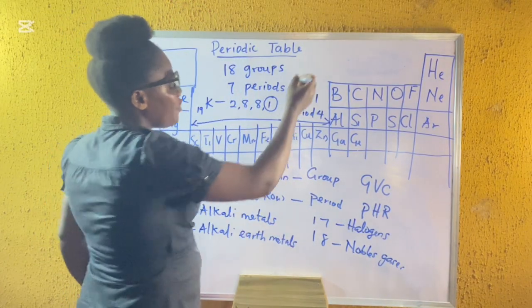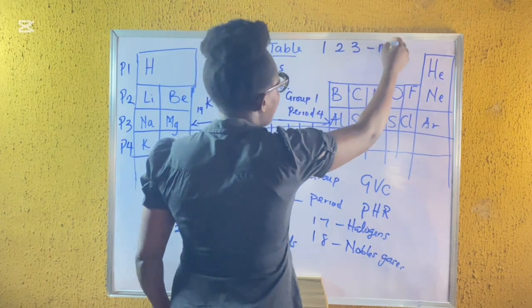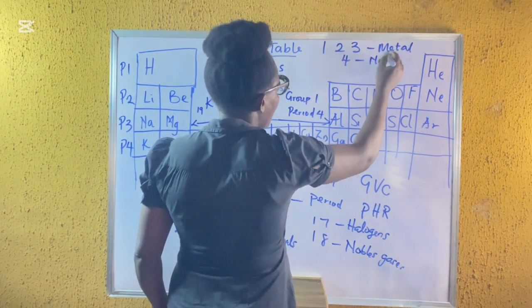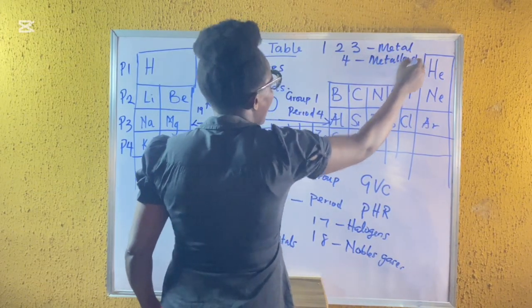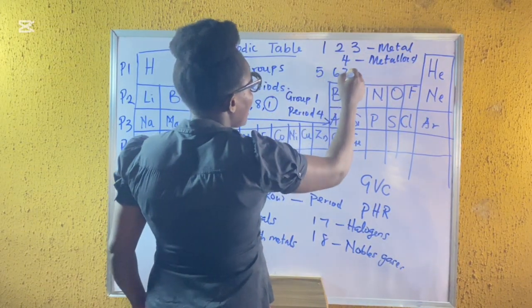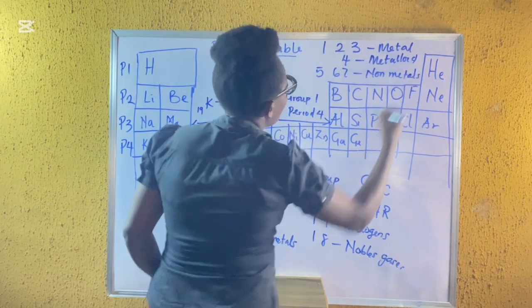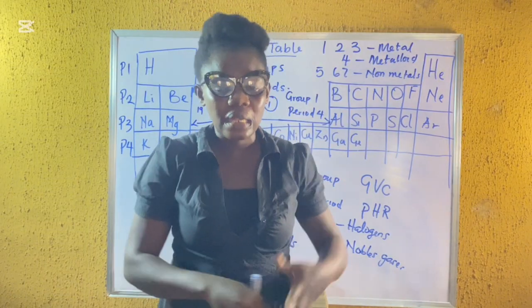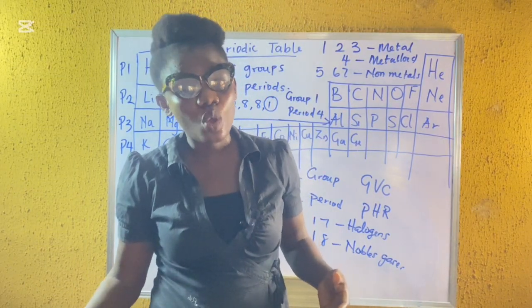So if the valence electron is 1, 2, and 3, it is a metal. If it is 4, it is a metalloid. And 5, 6, 7 are non-metals. So metalloids can act as a metal and they can also act as a non-metal.